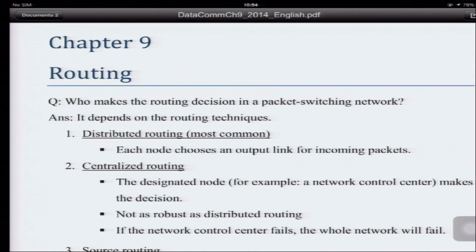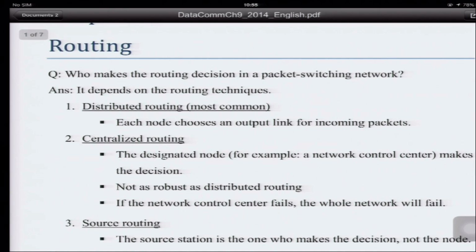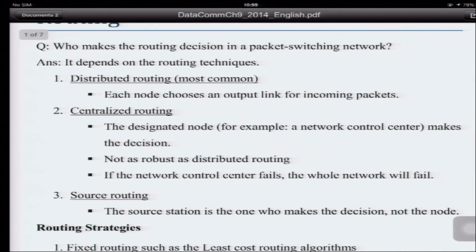But the centralized routing is kind of in the past, when there is a designated node, which is maybe a network control center, that makes the decisions. So you have only one node that is very smart, the main node that makes the decisions for all the routing in the network. The other nodes are just simple nodes that don't have to make any decision, just follow the orders.